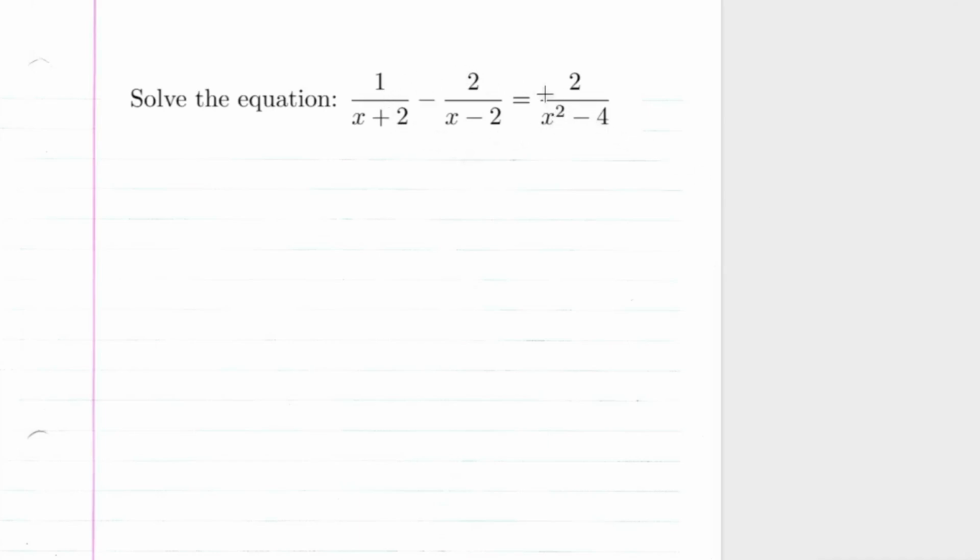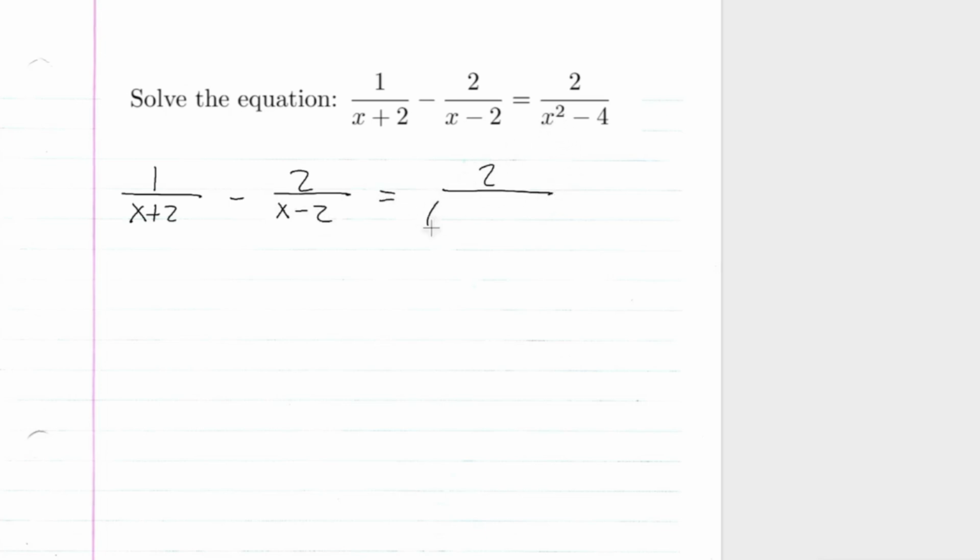All right, let's solve this equation here. I'm going to first see, I have this x squared minus 4. I'm going to see if I can find the factors of that, right? So we have 1 over x plus 2 minus 2 over x minus 2 is equal to 2 over.